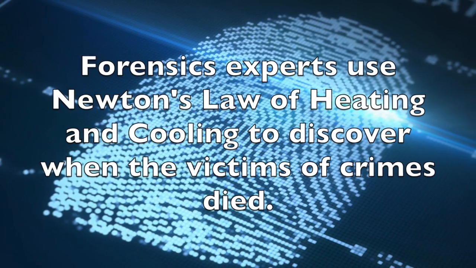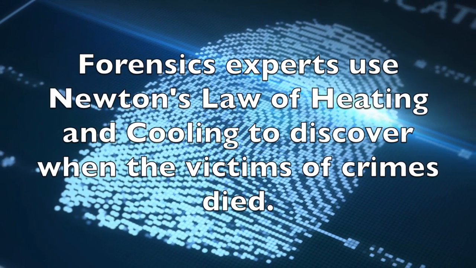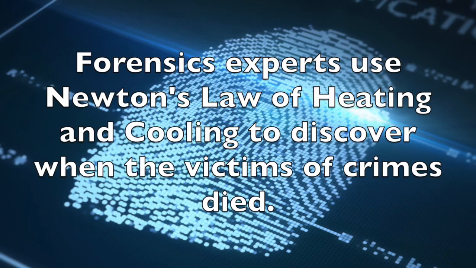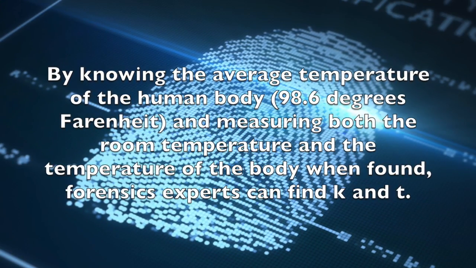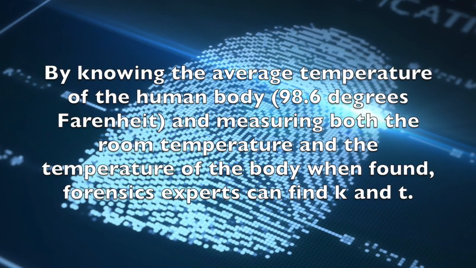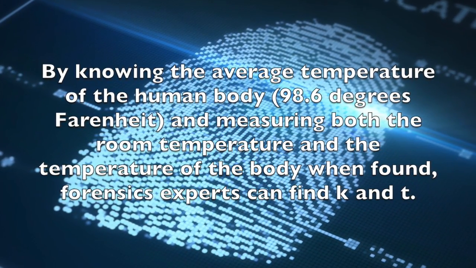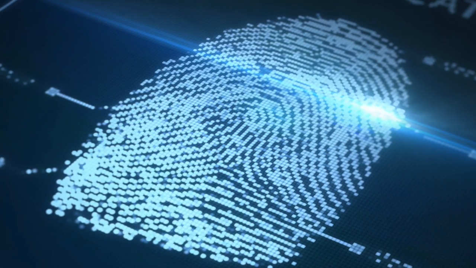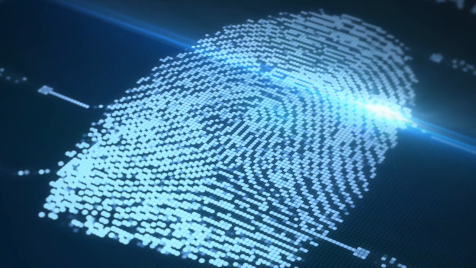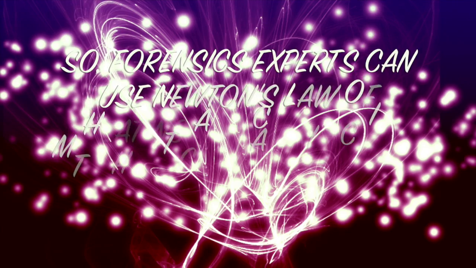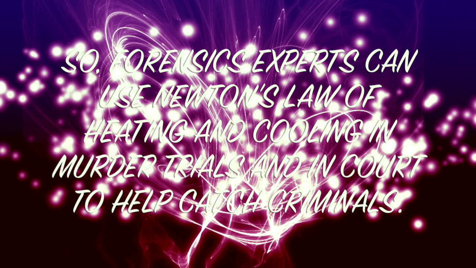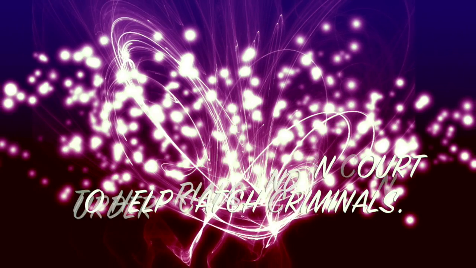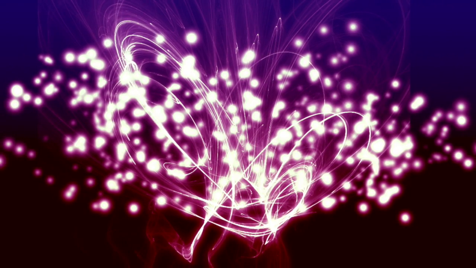Forensics experts use this law to discover when the victims of crimes died. By knowing the average temperature of the human body, which is 98.6 degrees Fahrenheit, and measuring both the room temperature and the temperature of the body when found, forensics experts can solve for k and t. So if you really think about it, forensics experts can use Newton's law of heating and cooling in murder trials and in court to help catch criminals, which is pretty cool to think about.